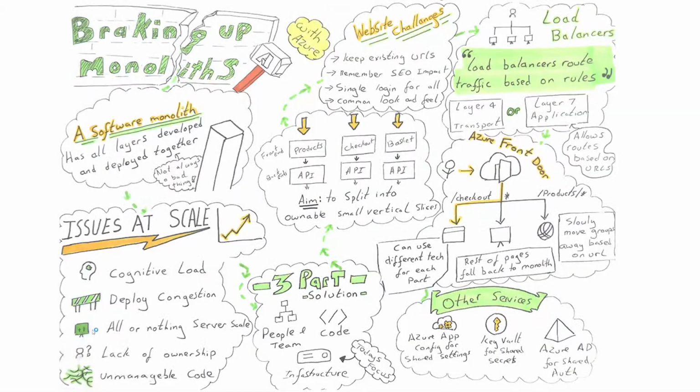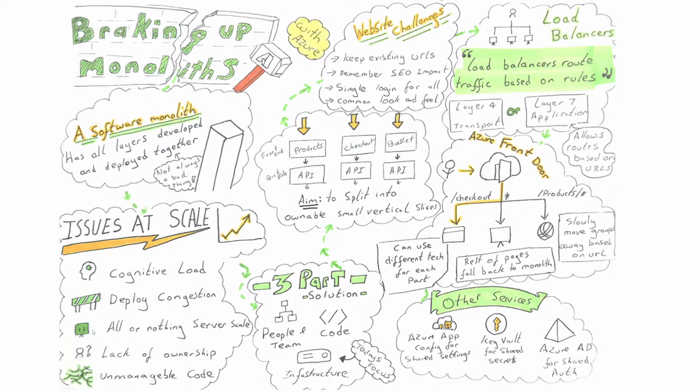So, just a recap on the things that we've talked about today. We've talked about what a software monolith is. Effectively, everything in the application is all together in one block. We talked about how that's not always a bad thing. Sometimes that can actually be beneficial. But you do start to get issues at scale with high cognitive load, deploy congestion, lack of ownership, all or nothing scalability. We briefly talked about the three-part solution, the fact that it takes people and teams to help change the code, and in turn the infrastructure can support that.